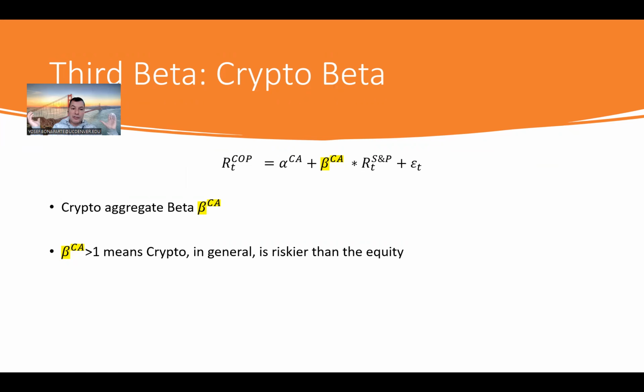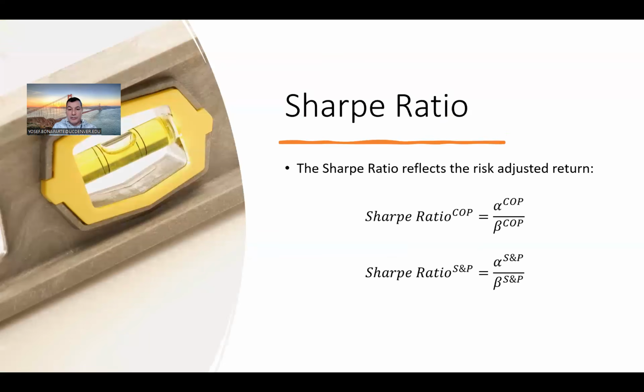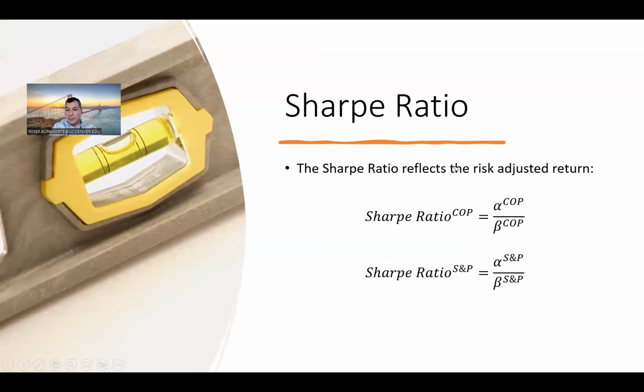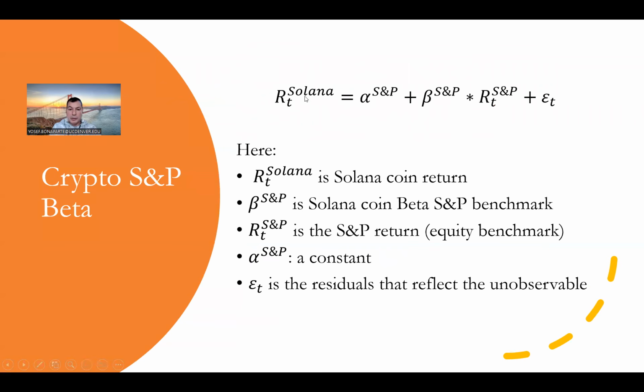Maybe by now you say, Yusuf, it's too many things, too much. What's going on here? Well, what we want to do first is collect data and then estimate our model based on this data. So we need to collect data about the crypto overall portfolio, the S&P, and Solana, and then estimate our model. How can we do that?